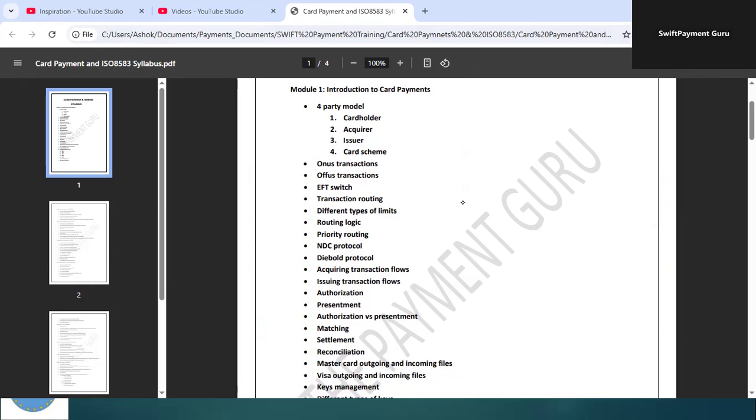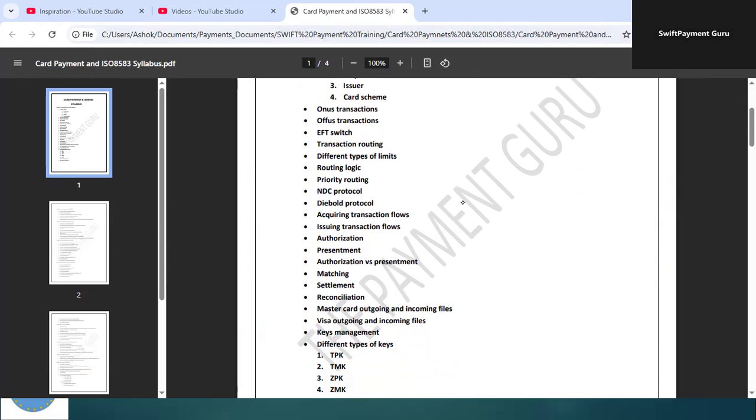Transaction routing, which is a very important and essential parameter in card payments, helps route transactions based on the applicable messages. All of those would also be discussed in this topic. Then we'll learn about the different types of limits. We have varieties of limits available in card payments that are applicable to cards, and what their significance is in the transaction, with various use cases, examples and scenarios. We'll cover that as well.